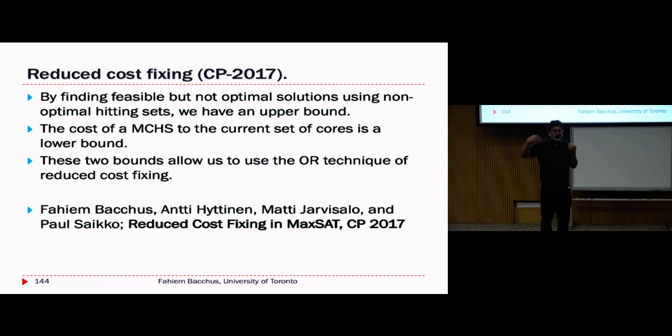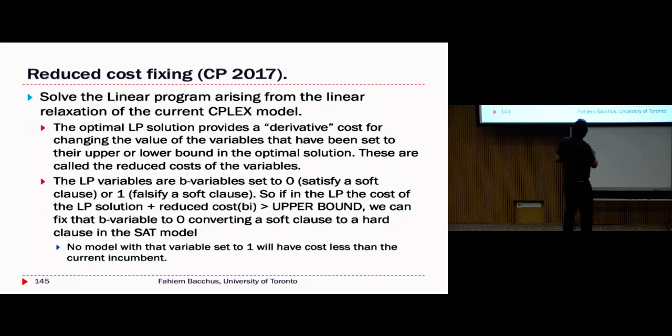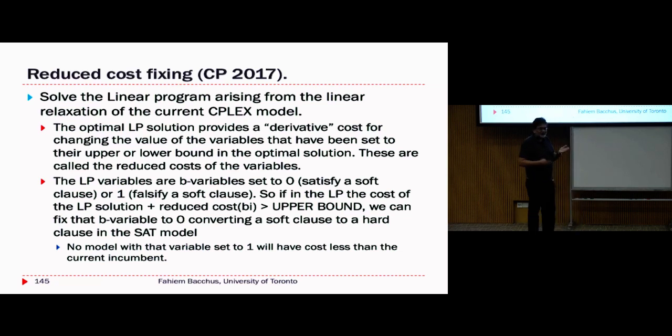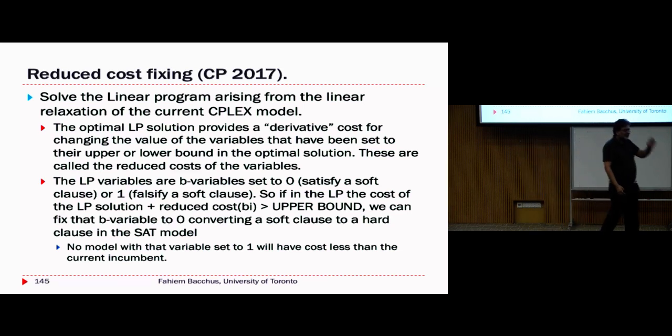If you move it by 1 unit from 0 to 1 or 1 to 0, you can use Cplex to get this derivative cost. Say, for example, you've set a variable to be 0 in Cplex. It says you must satisfy this soft clause. You can ask it, well, what happens if you falsify it? What would the cost increase be? If that becomes bigger than your incumbent cost, you can fix it to 0.